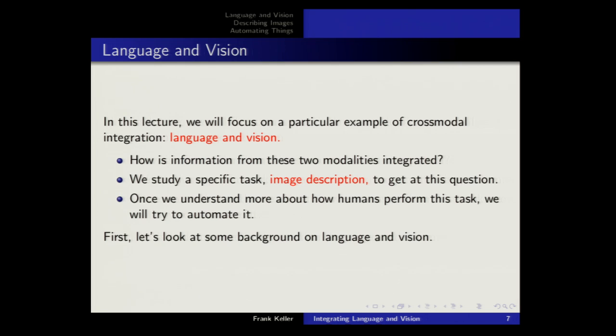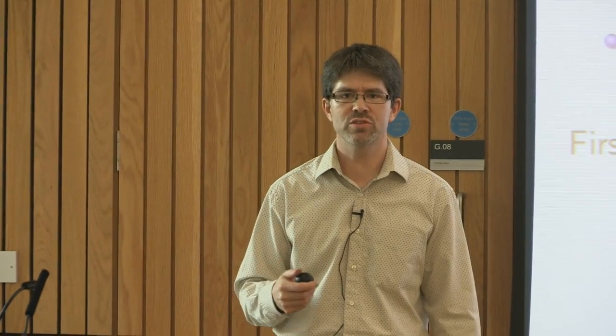And in order to make this question tractable, we're just going to look at one particular task, and that's the task of doing image description, where participants see an image and they have to describe what's going on in the image. They have to utter a sentence or two. And this task is also interesting from a computational point of view, and this is what the second part of the talk will be about. Once we know how humans do this task, we can then move on and try to automate it, getting computers to do the same task.